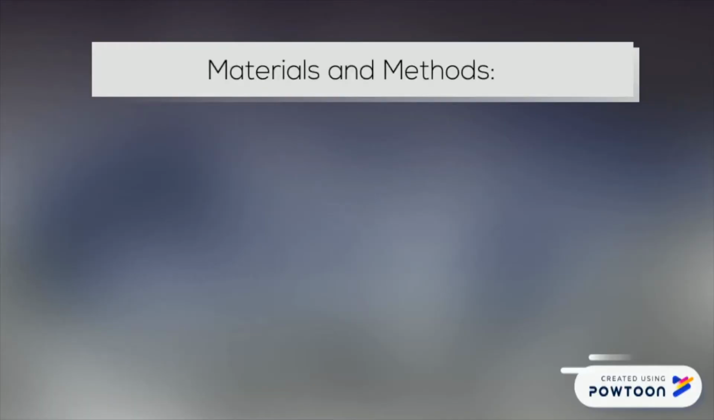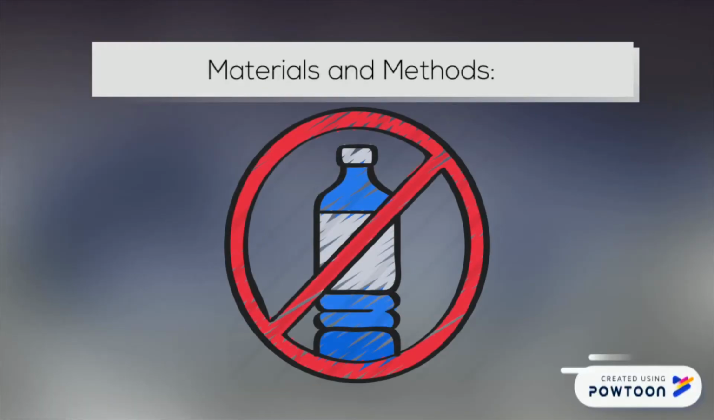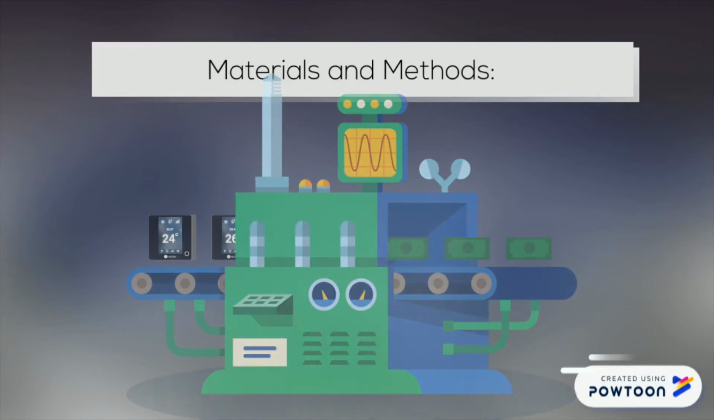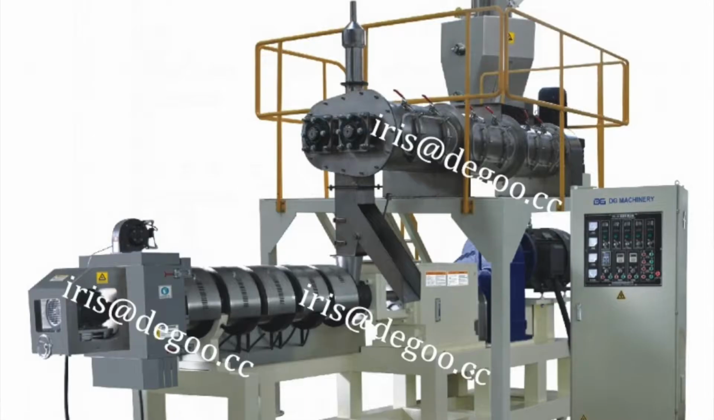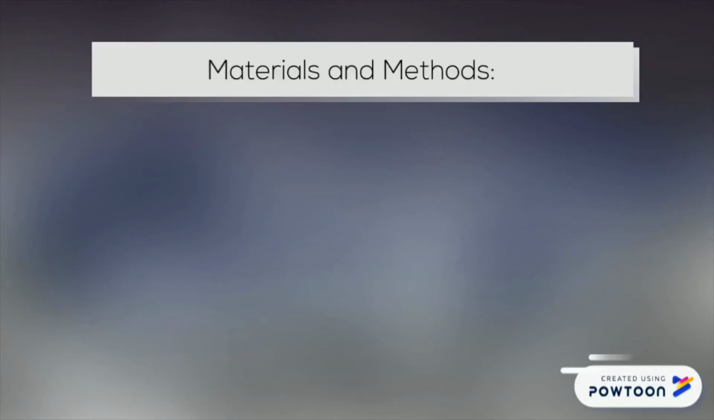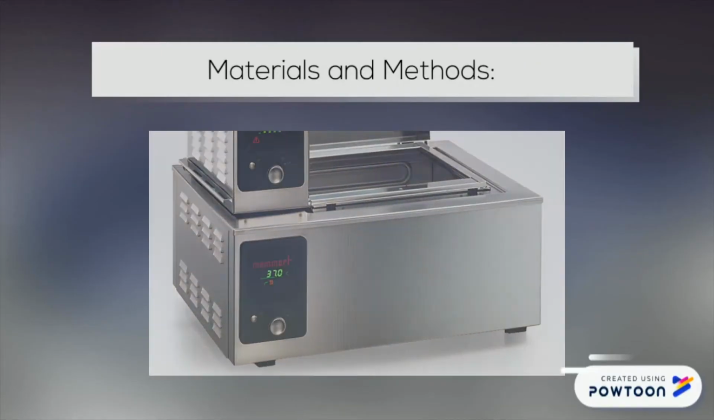The materials are recycled plastic, extraction machines, magnets, a washing machine for plastic, a water bath for cooling, and molds. And the methods are extrusion, cooling by water bath, and magnetic separation.